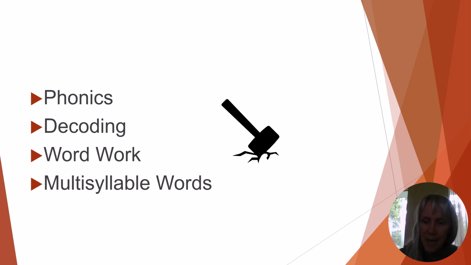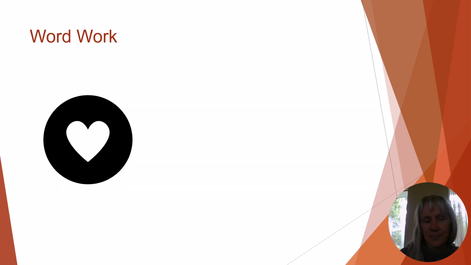We are dealing in this particular presentation with multi-syllable words. Multi meaning many. Many words in English have more than one syllable. They have more than one vowel sound. And we need to be able to break the word down into its syllables, its vowel-containing word parts, or its word rooms before we can begin our word work.